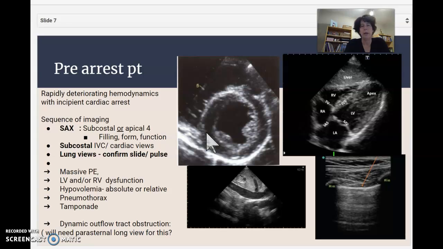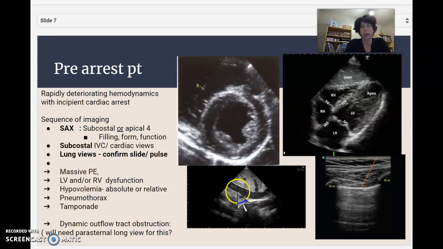And we're going to look at our EPs. So is there tamponade? I mean, is there fluid here? No, so no tamponade. Now we're going to look at filling. So is the heart filling? Is it functioning? And what is the form of this heart? Is it big and dilated, or is it really small cavity?